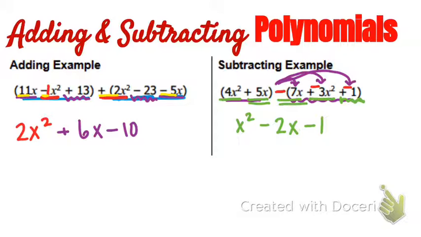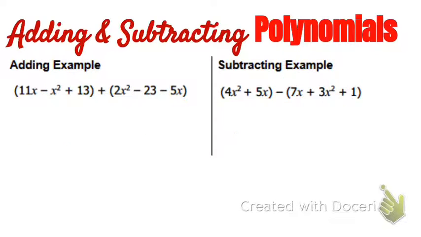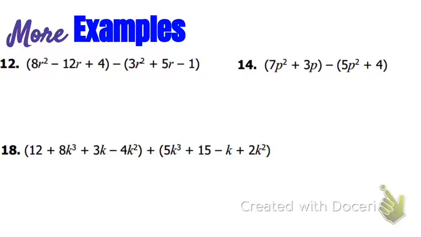Let's do one more with subtraction. This is on the back of your notes. Let's look at number 12. So this, again, we are subtracting all of this here. So I would, again, distribute that minus sign. This is minus 3r squared, and then it's minus 5r, and it's minus negative 1. Subtracting a negative is the same as adding, so I'm going to change that to plus.